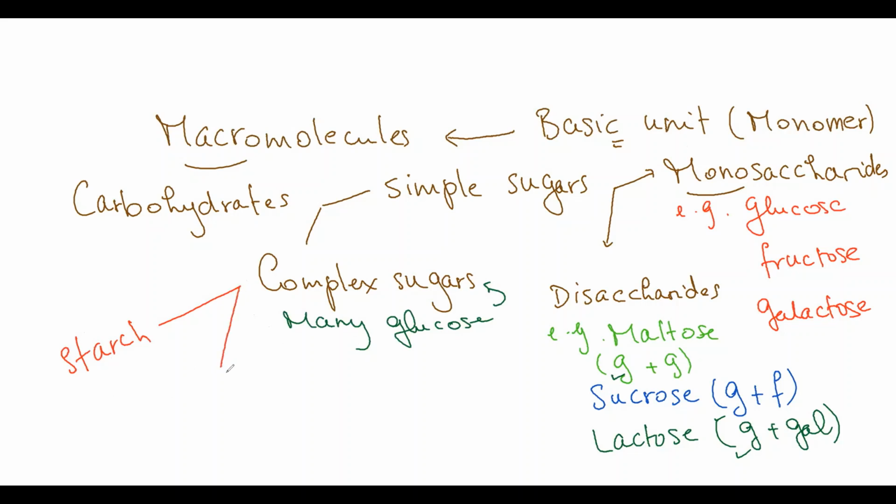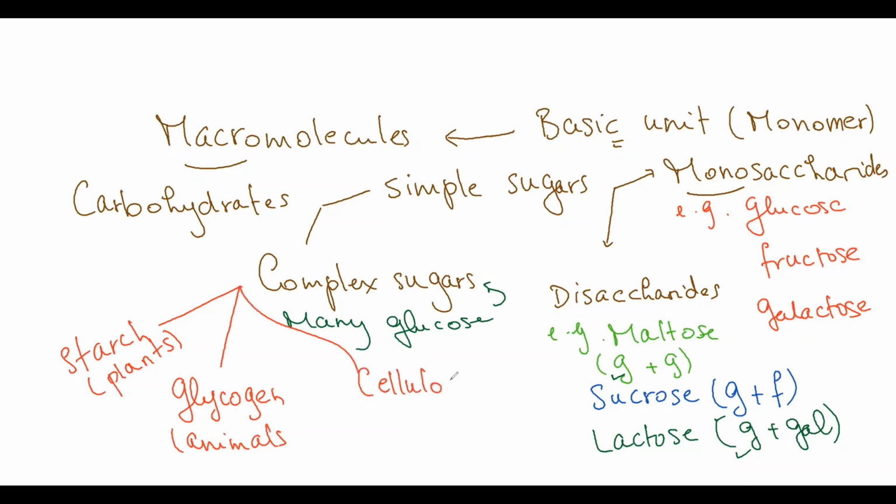We have glycogen. It is again formed of thousands of glucose. So what's the difference between both? Starch is always found in plants, never in animals, and glycogen is found in animals. There is a third type, which is cellulose. Cellulose, of course, as we all know, forms the cell wall of the plant cells. So this is the classification of carbohydrates.